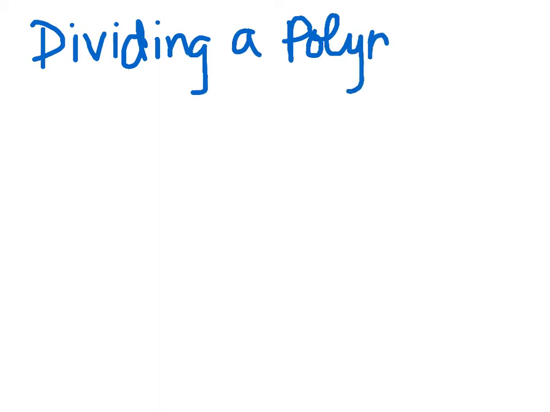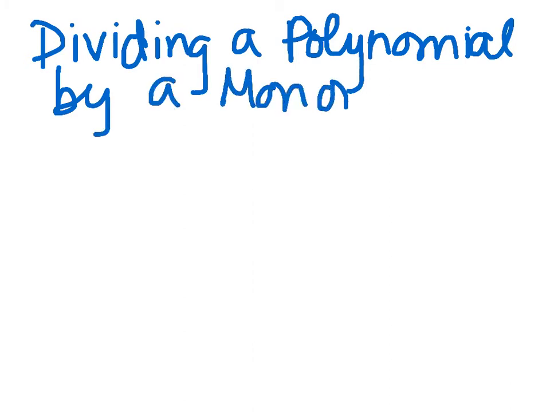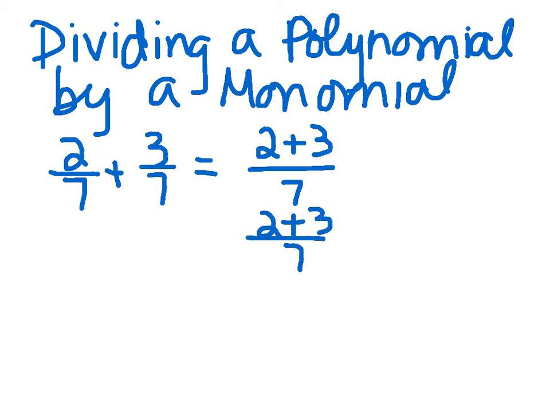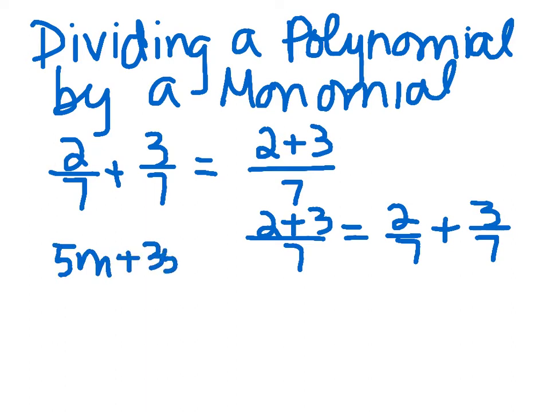The second skill we're going to look at today is dividing a polynomial by a monomial. And hopefully you remember that poly means many, so it's many terms added or subtracted together. As always, we're going to base this on what we already know about arithmetic. If I say 2/7 plus 3/7, I think you all know that the way we add fractions is to add the numerators and the denominators stay the same. So in other words, 2 plus 3 over 7 is the same as 2/7 plus 3/7.